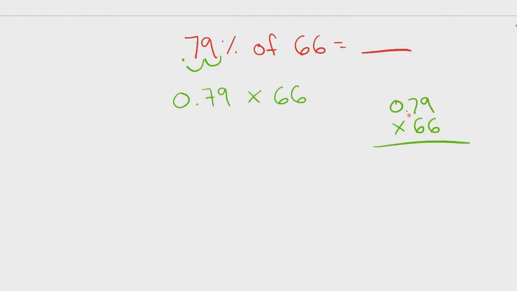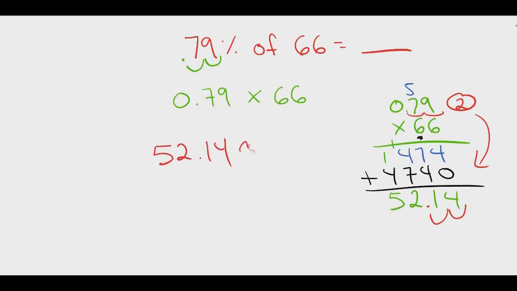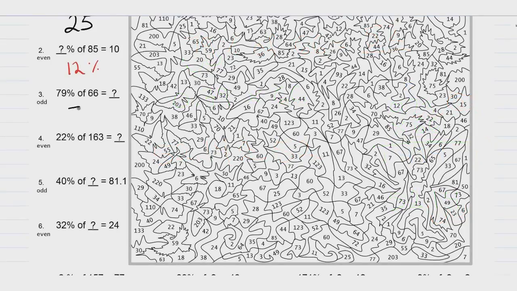I need to move the decimal out of the way so I can multiply. I'm just going to put a 2 right here to remind me to put it back when I'm done. Then I'm going to multiply. We get 52.14, but the direction said estimate to the nearest whole number, so this will be 52. So 79% of 66 is 52. Let me write this for our answer, 52.